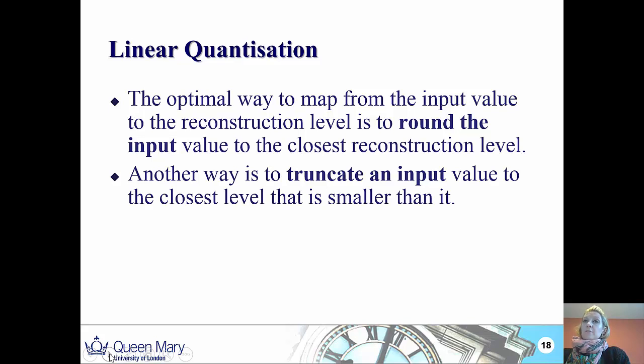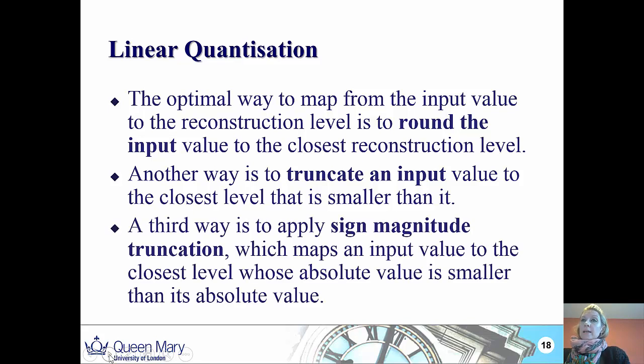One other way to achieve quantization is to truncate the input value to the closest level that is smaller than it. So again we're rounding, but we're rounding down in this case. Another way is to apply sign magnitude truncation, and in this case we're mapping the input value to the closest level whose value is smaller than its absolute value, taking into account the sign of the number.